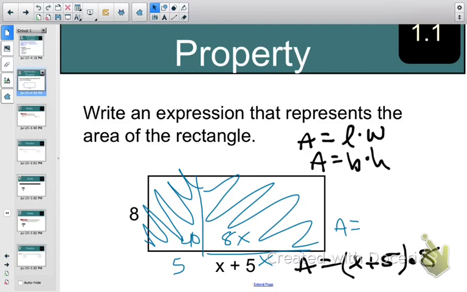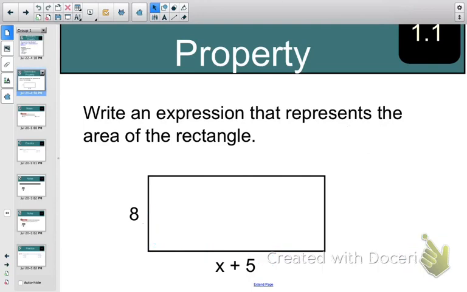8x plus 40. We can't add those together because they're not like terms, and we'll talk about that in a second. But we can also just distribute through. What distributing means is we're going to multiply 8 times everything on the inside, each term. x is a term and 5 is a term, so 8 times 5 gives us our 40, 8 times x gives us 8x, and then we're still adding them together. So that would be the expression to represent the area of that rectangle.